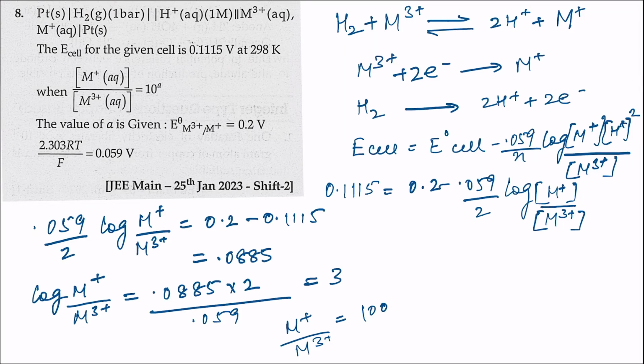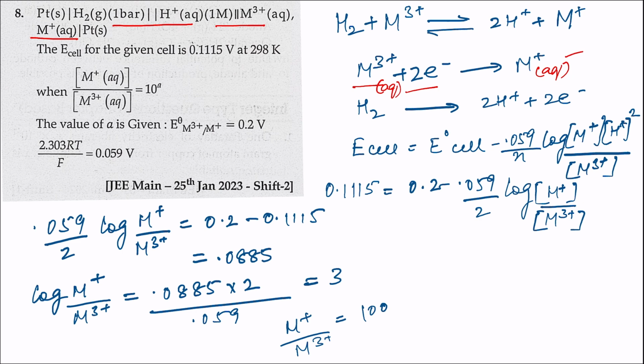Question: in this electrochemical cell, the anode is made up of hydrogen electrode and cathode consists of metal M, and the reaction at the cathode is M3+ ion changing into M+, meaning M3+ ion accepting 2 electrons and changing into M+ ions, aqueous solution of M+ ions. So aqueous solution of M3+ ion plus 2 electrons forming aqueous solution of M+ ions.